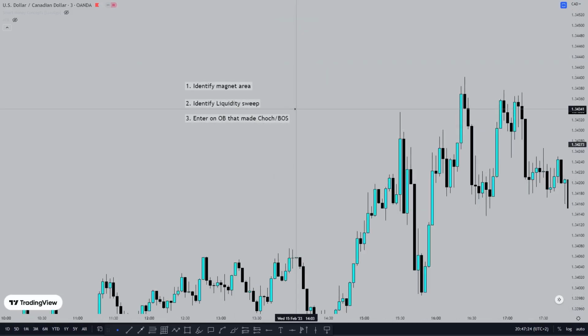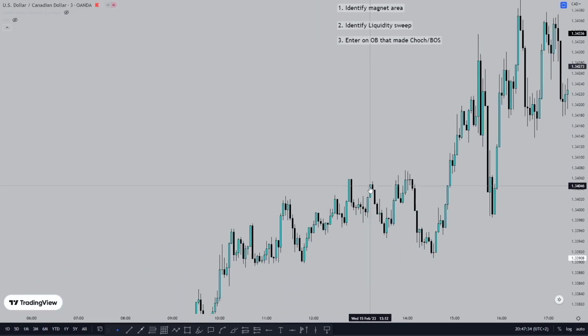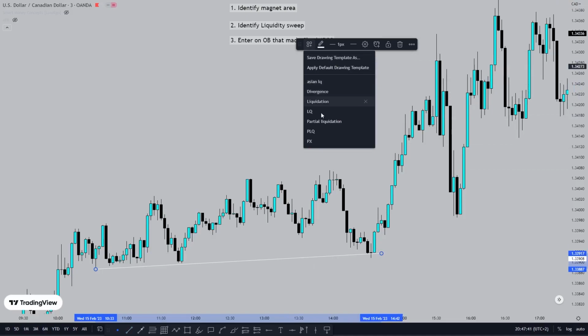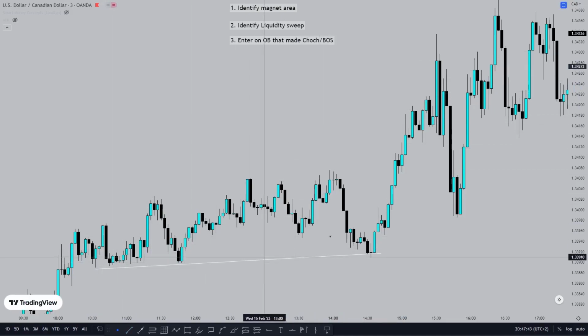So let's start off with USD Canadian dollar. I'm gonna have our rules right over here so we can look at them. First of all, identify our magnet area. Right over here I can identify that we have a bit of liquidity lying on this trend line. So here, to me, this is where price is attracted to, okay? And this is where we're going to be looking to target further on in the future.